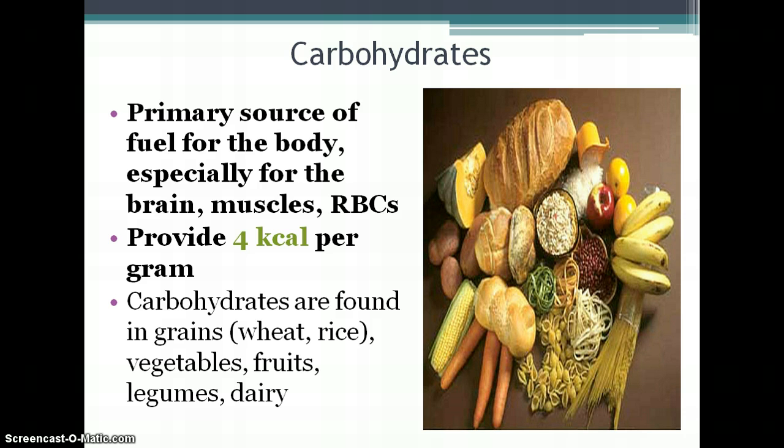Carbohydrates, of course, are found in grain products, wheat, rice, rye, oats, etc. Vegetables, particularly starchy vegetables like potatoes, sweet potatoes, butternut squash. Fruits, legumes, meaning beans, kidney beans, red beans, black beans, etc. And then also dairy. Now you'll notice when looking at this list of foods that dairy is seemingly the one food that doesn't fit amongst the others because it's animal derived and the rest are plant derived.